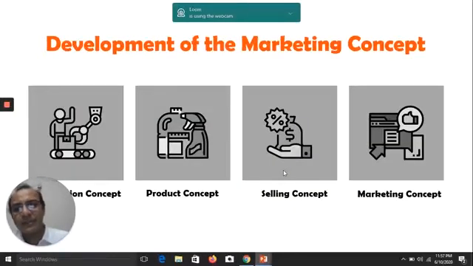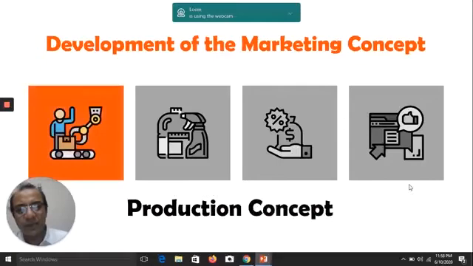Probably you see there are 4 philosophies here. The first one is production concept, number 2 is product concept, number 3 is selling concept, and number 4 is marketing concept. I'm going to explain these 4 ones in short. What is the first one?